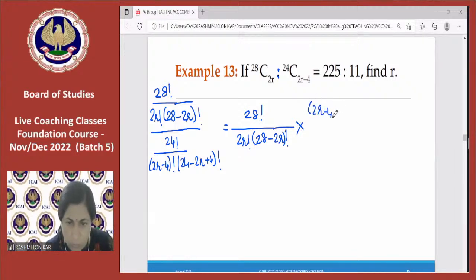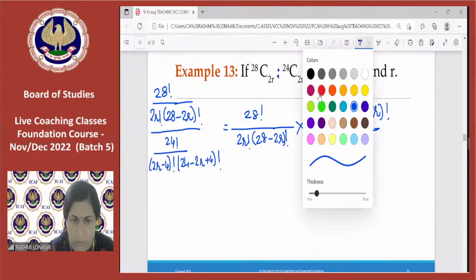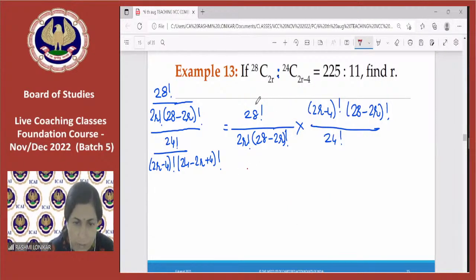This will be equal to 28 factorial upon 2R factorial into 28 minus 2R factorial, into 2R minus 4 factorial into 28 minus 2R factorial upon 24 factorial, because this 24 and this 4 becomes 28. Okay. Please pay attention now. What I will do, I will write this 28 up to 24. So this will become 28 into 27 into 26 into 25 into 24 factorial.